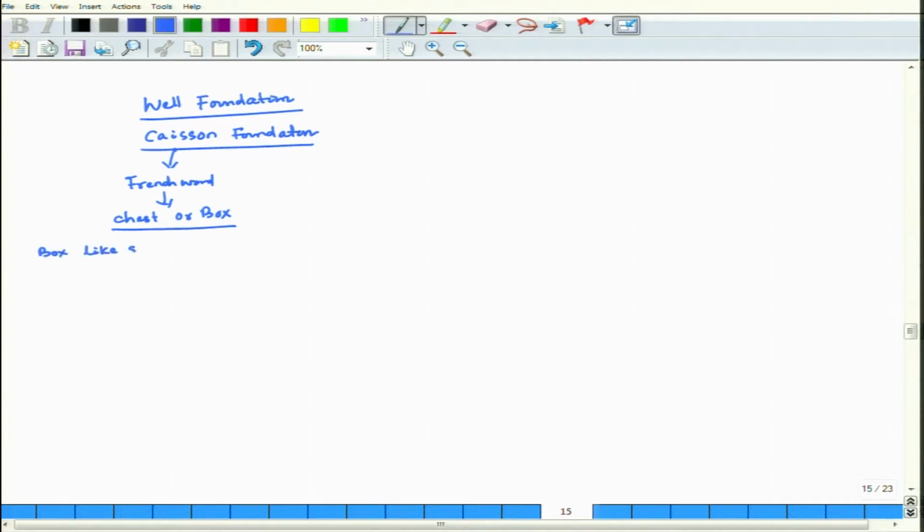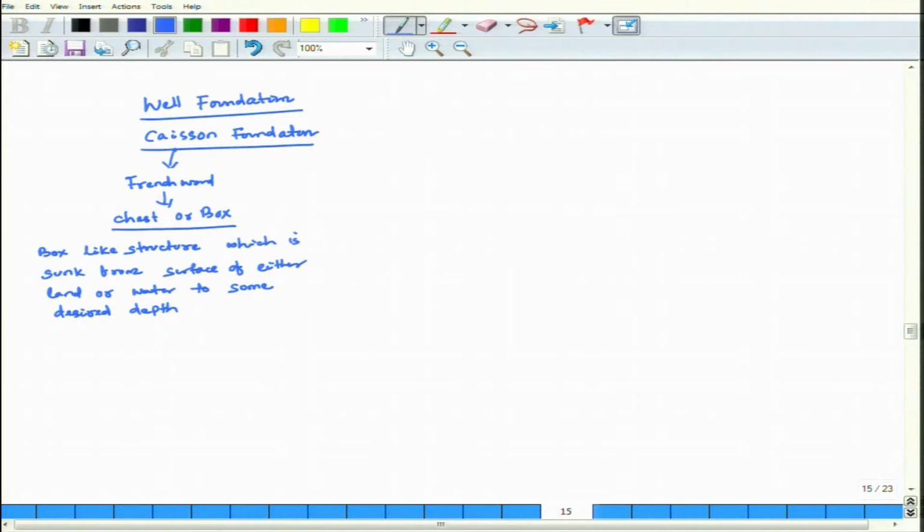That means it is a box-like structure which is sunk from the surface of either land or water to some desired depth. It is a box-like structure which is sunk from the surface of either land or water to some desired depth.